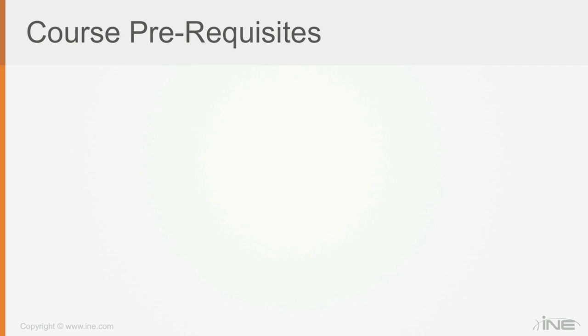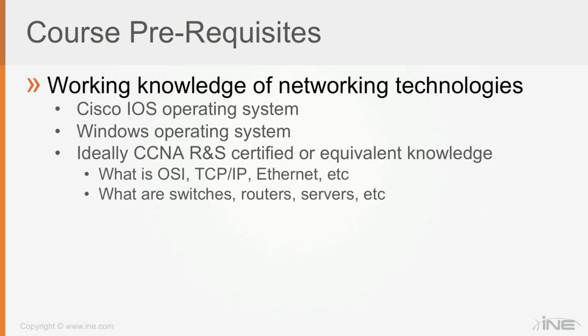Now, course prerequisites. Ideally, to get the most out of this class, you should have working knowledge of the technologies below. So: knowledge of working with the iOS operating system, and basic knowledge of the Windows operating system. We're going to run some tools back and forth on a Windows device. And ideally, you're going to be CCNA RNS certified, or of course have equivalent knowledge.